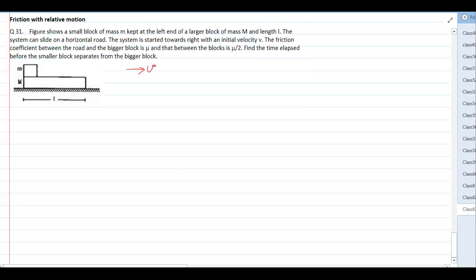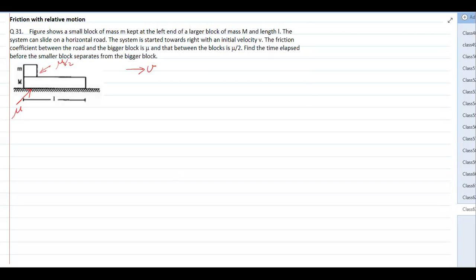The friction coefficient between the road and the bigger block is mu, and between the two blocks it is mu by 2. And we want the time elapsed before the smaller block separates from the bigger block. Okay, so we have to see how the smaller block will separate from the bigger block.